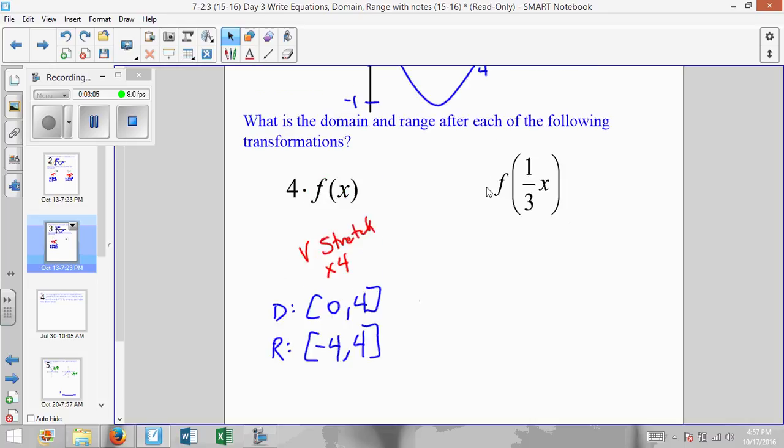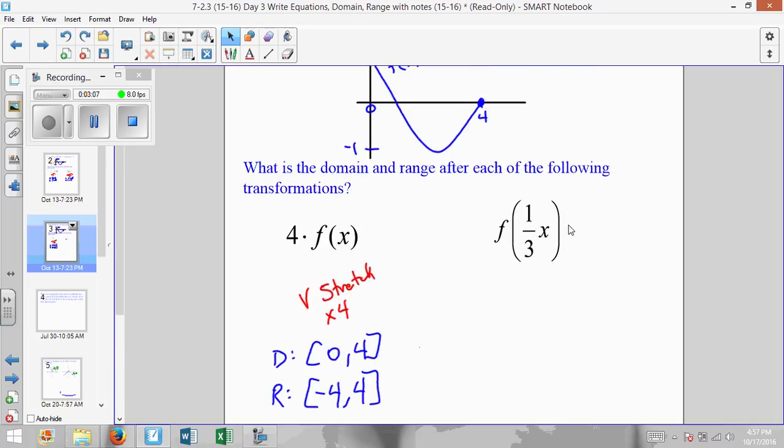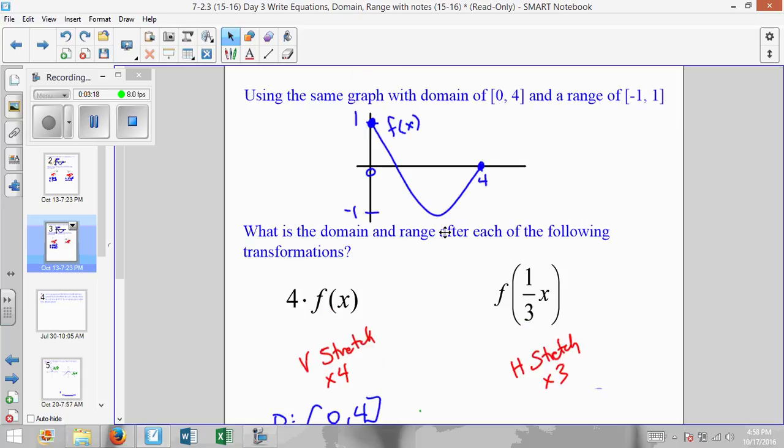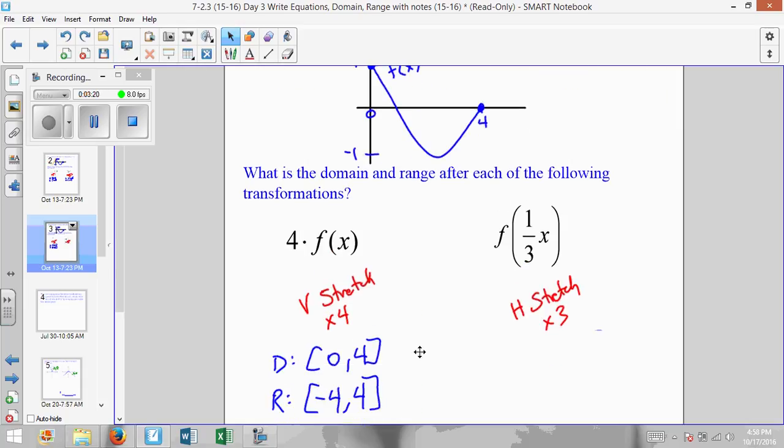All right, this one, well, we know inside parentheses is a horizontal change, and the horizontal is always opposite of what you think it should be. So this is actually a stretch of 3. So it's a horizontal stretch of 3. So looking at this graph, oh, I think I have a graph for this one. Yep, you didn't see the answer. Shh. All right, here it is.